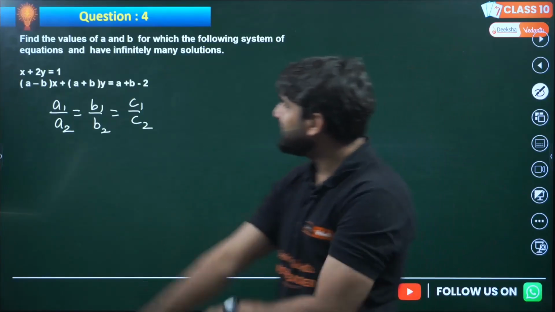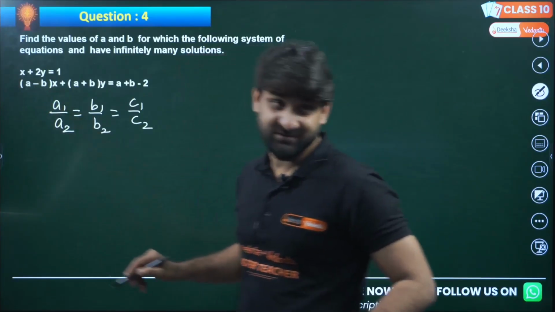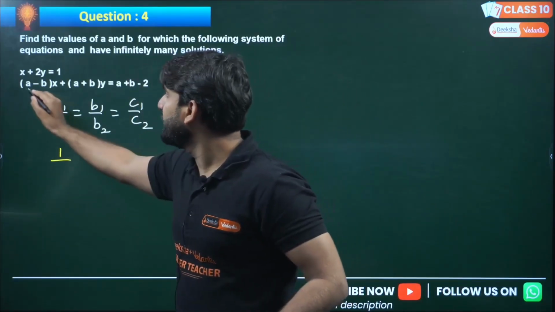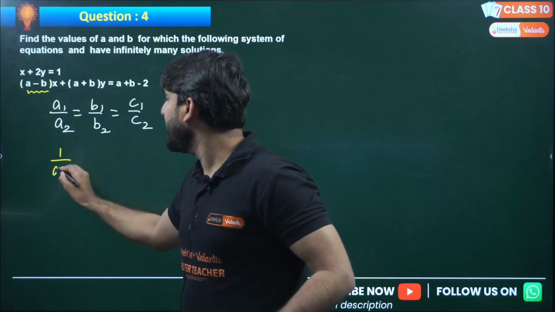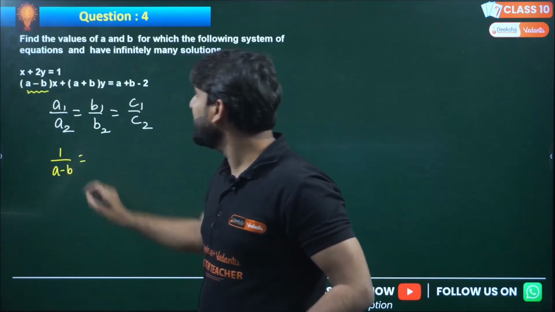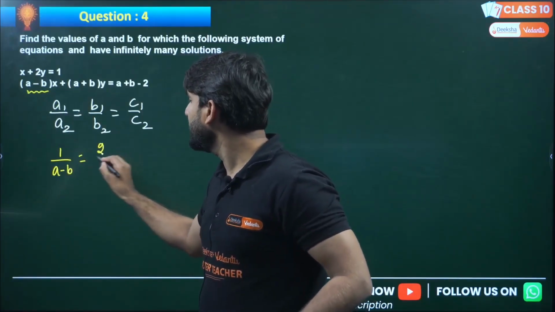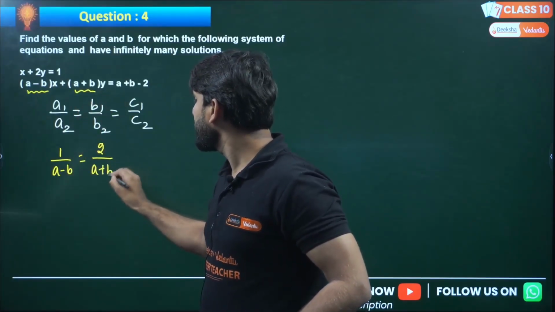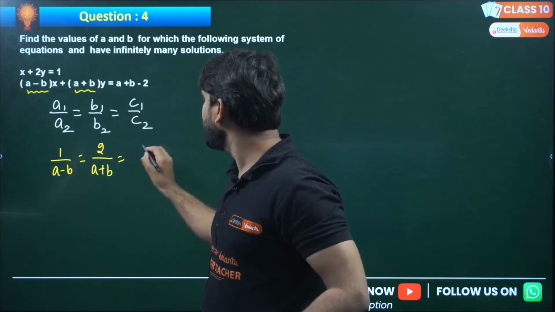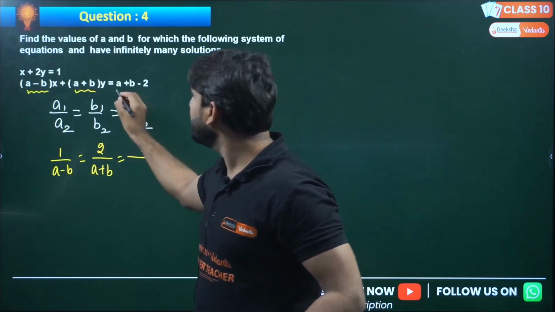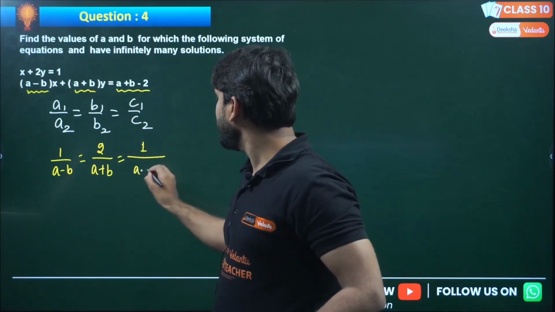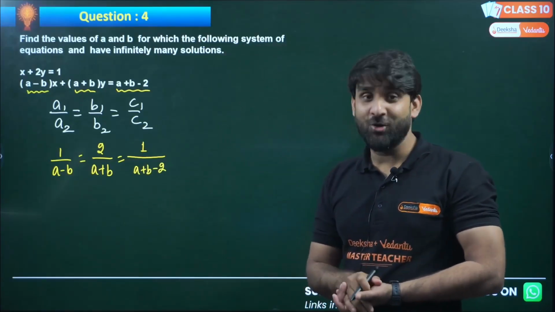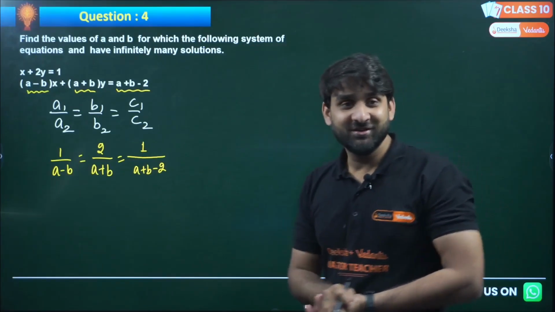So what is A here? A1 is the coefficient of x. There is nothing written, which means 1 is there. So 1 divided by A2, which is the coefficient of x, A minus B. Where is B1? B1 is the coefficient of y, 2. And where is B2? B2 is A plus B. Right. Where is C1? C1 is 1. Where is C2? C2 is the entire A plus B minus 2. Clear, everyone? Now all the ratios are equal to each other, so you can take any.